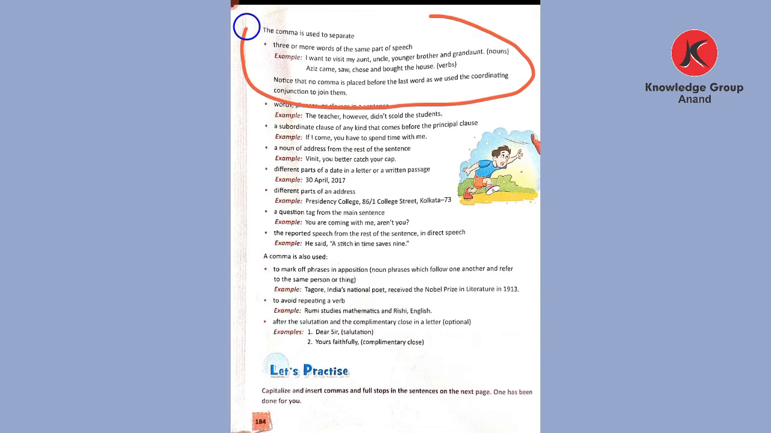First, let us go through this. When there are more words of the same parts of speech: I want to visit my aunt, uncle, younger brother and grand aunt. So nouns are separated with commas. Next, verbs are separated with commas: Aziz came, saw, chose and brought the house. So nouns as well as verbs are separated with a comma here.